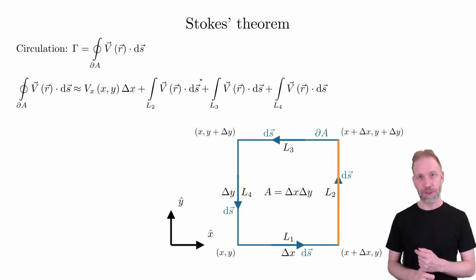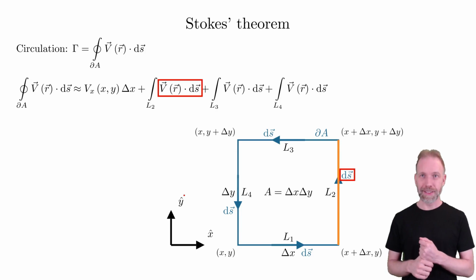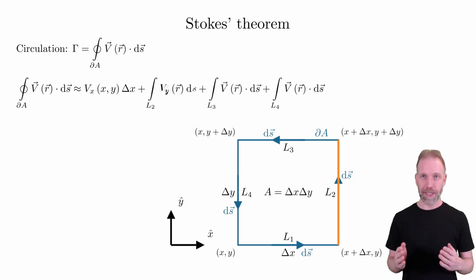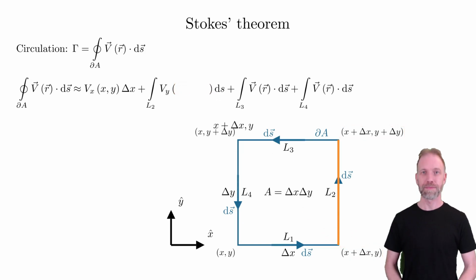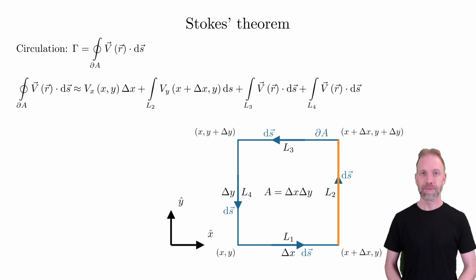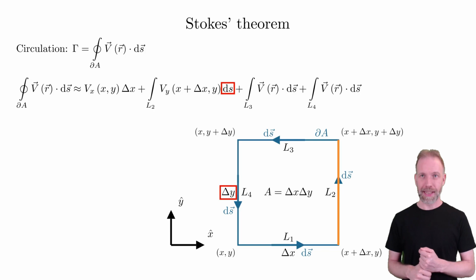Let us move to line 2. ds is in the y hat direction, which means that v dot s hat is the y component of v. The position should be on the line. Pick the lower coordinate as it gives the easiest equations. Approximate the integral as Vy times the length delta y.